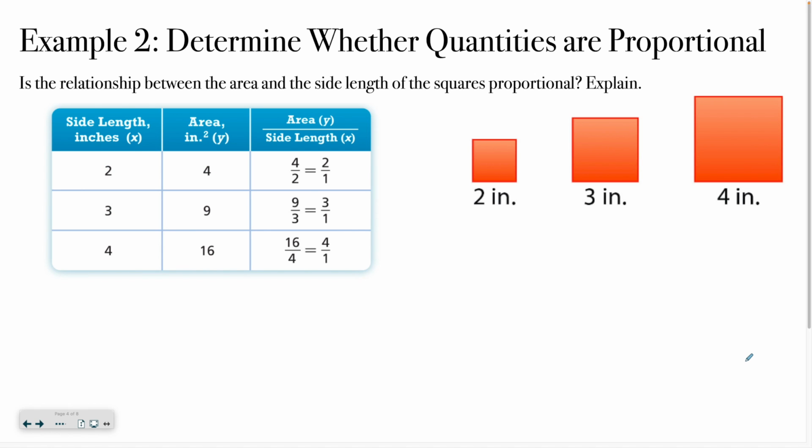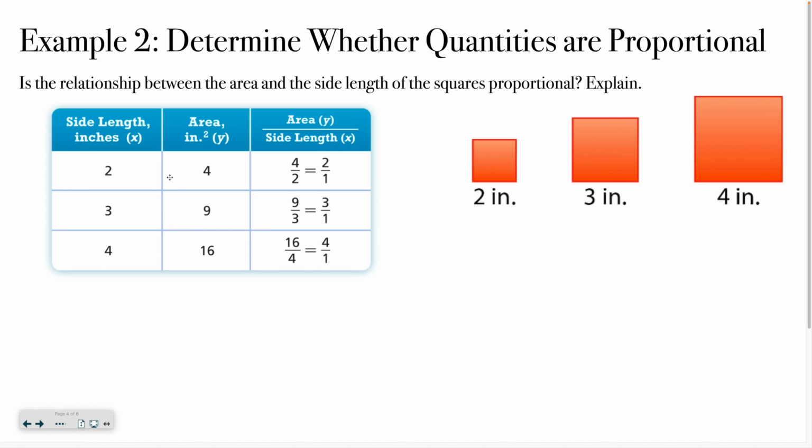Now, example 2, we want to determine whether quantities are proportional. So our question is, is the relationship between the area and the side length of the squares proportional? Explain. So we have 3 squares here. We have a square that has 2-inch sides, a square that has 3-inch sides, and a square that has 4-inch sides. So our side length is 2, 3, and 4. Then the area of the squares, we would just say 2 times 2, right? That's 4. 3 times 3, that's 9. 4 times 4, that's 16.